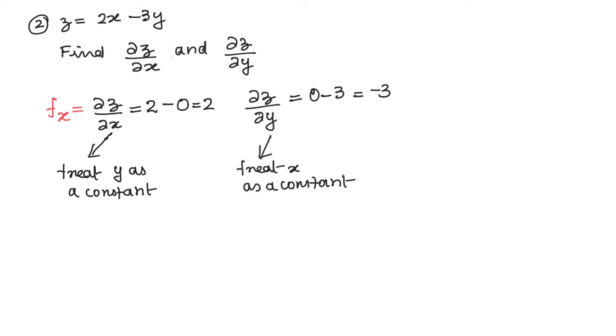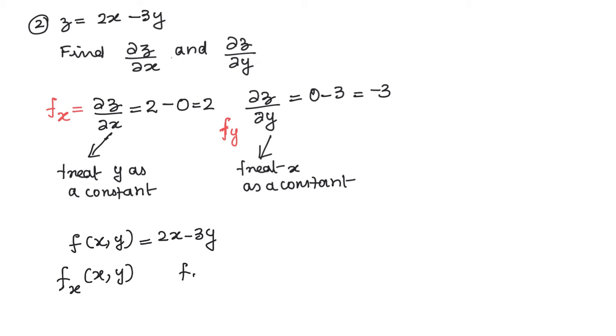Another notation for the partial derivative is like this. So this one we can write f with a subscript y. If the function is given like f of x y equal to 2x minus 3y, we can express the first partial derivative with respect to x in this notation, or the first partial derivative with respect to y we can express in this notation.